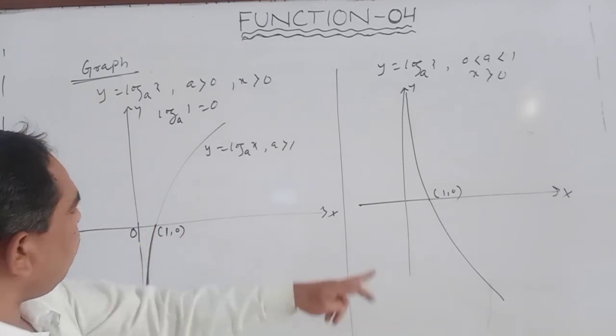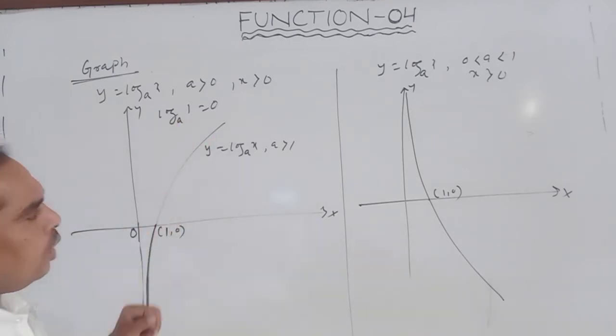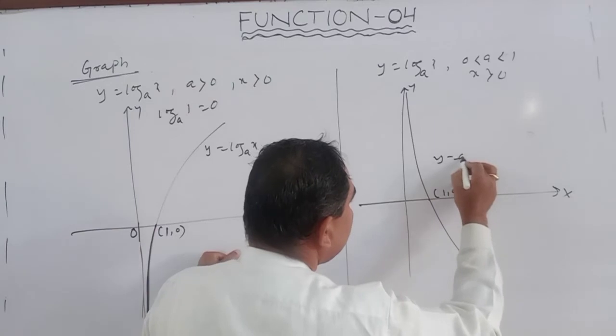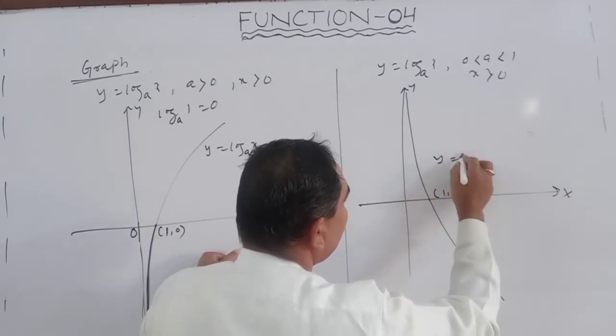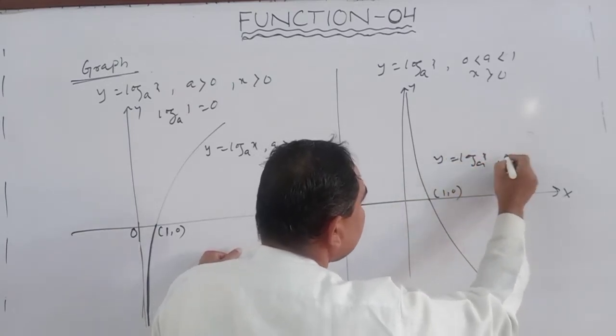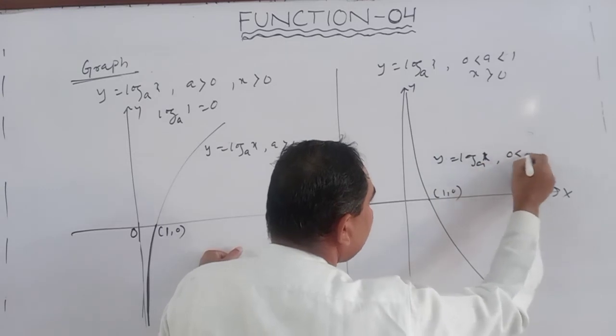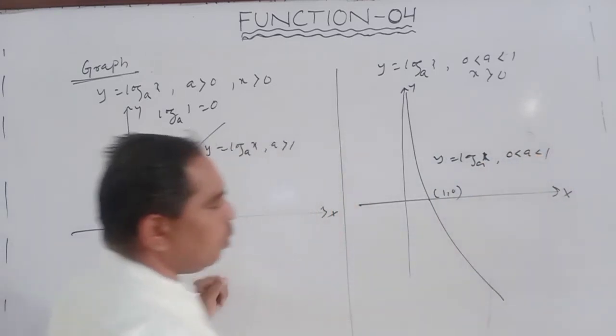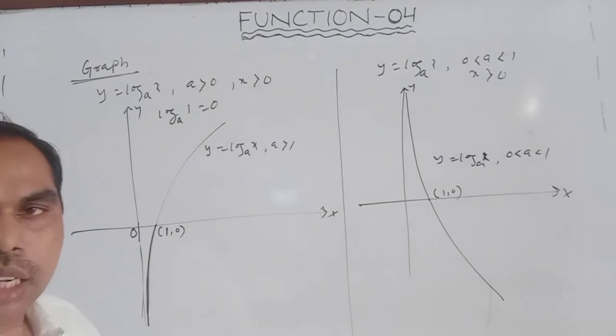Now when a is greater than 0, this is y is equal to log of x base a, with condition 0 less than a less than 1. This is the graph of the logarithmic function.